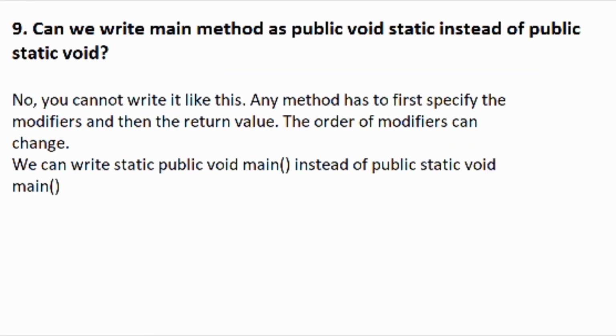9. Can we write main method as public void static instead of public static void? No. You cannot write it like this. Any method has to first specify the modifiers and then the return value. The order of modifiers can change. We can write static public void main instead of public static void main.